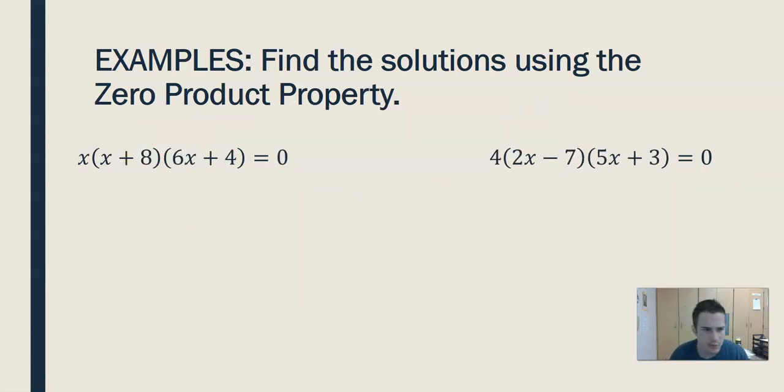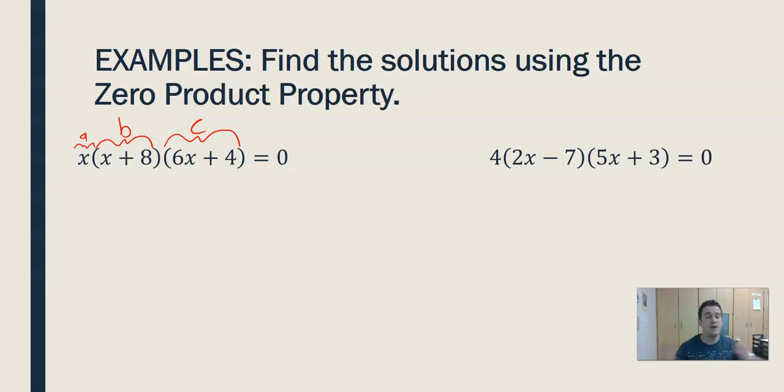Okay, let's do a couple more. These are the last two on your guided notes. So right here, I have a term a, which is this x term. I have a second term, this x plus 8, and this third term, which is 6x plus 4. So previously I just had two factors, that's fine.